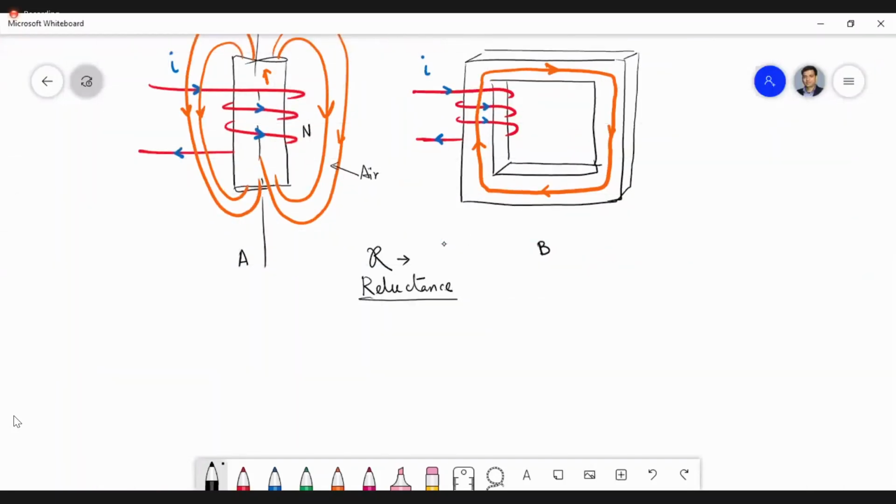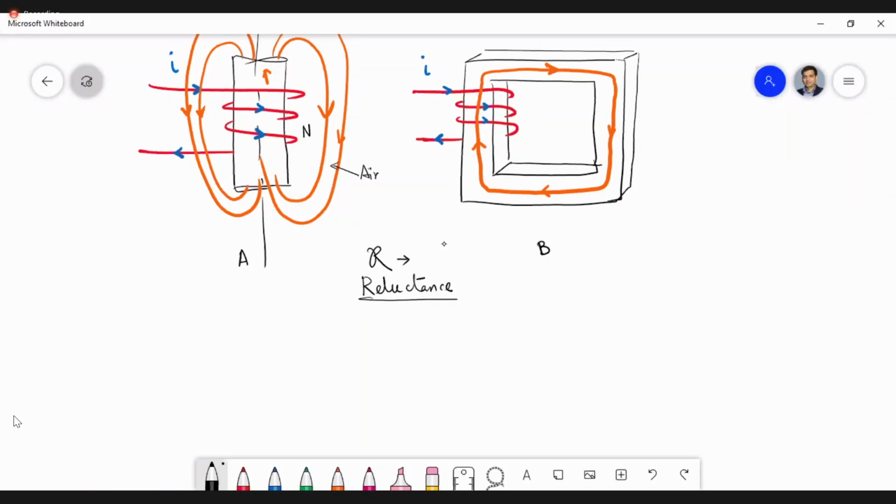So let me repeat why the second configuration is better. In the second configuration, flux finds its path totally through a ferromagnetic material like iron, and iron offers really low reluctance. Therefore, the amount of flux that will be generated in the second configuration will be more.